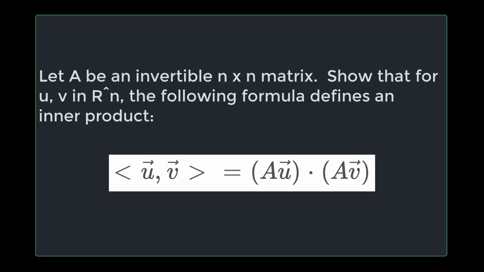The question we're working on today is, let A be an invertible n by n matrix. Show that for u and v in R^n, the following formula defines an inner product: u times v is equal to Au dot Av.